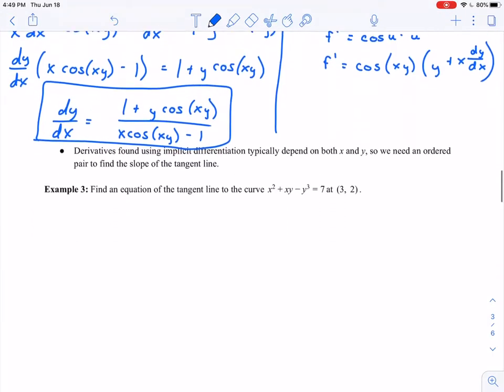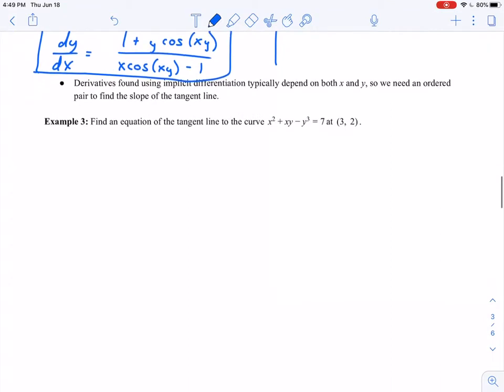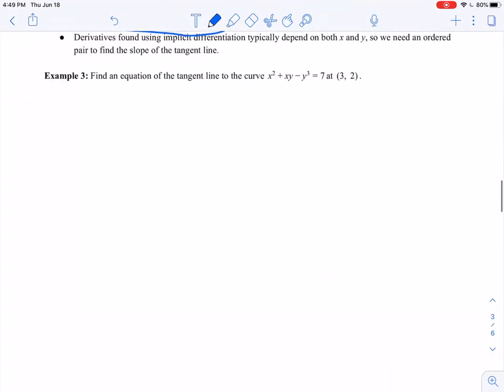So let's look at a couple more examples here. The rest of these, I think, are going to be a little bit nicer to work with. That one was very challenging to solve for y prime, or to solve for dy over dx. Here I just want to talk about this bullet point. It says derivatives found using implicit differentiation typically depend on y and x, so we need an ordered pair to find the slope of the tangent line. So we have to have this ordered pair. We will generally need both an x and a y value if we're going to find the slope of the tangent line using implicit differentiation.